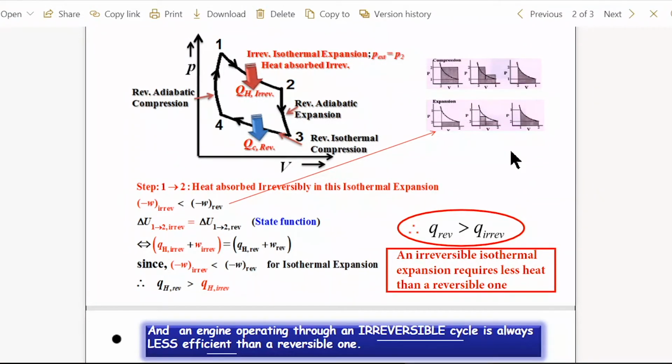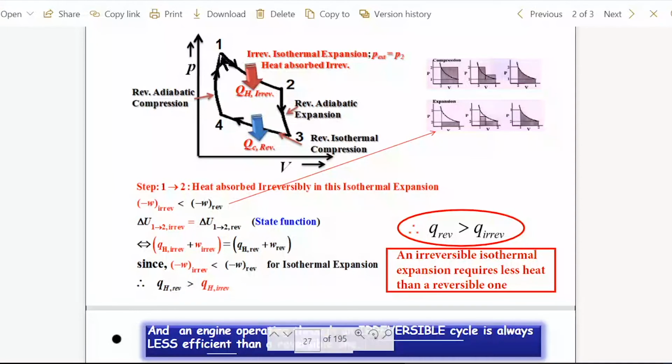See, I have given this as a reference because I'm writing this down. Reversible work is greater than the irreversible work, right? Yes, ma'am, we have done that before. But here I have written the expansion. This is the isothermal expansion. The first step is the isothermal expansion, and it is made irreversible.